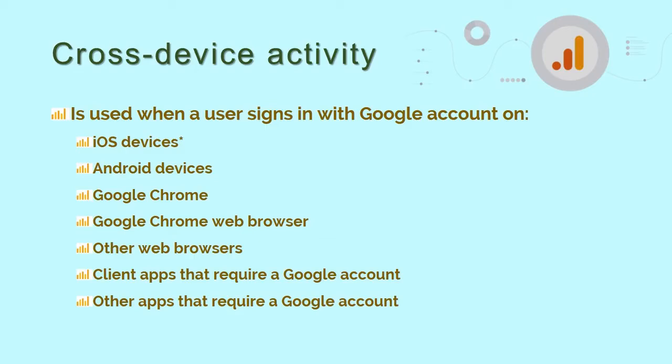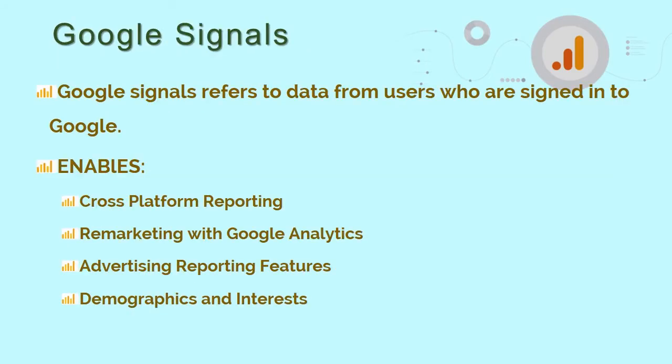Google signals also allows us to create remarketing audiences from Google Analytics data. It can also collect information from advertising and reporting features available in Google Analytics for advertising platforms like Google Ads. And the Google signals identity space can collect information based on demographics and interests. Demographics and interest information is mostly collected from the users who have turned on ads personalization in their Google account.